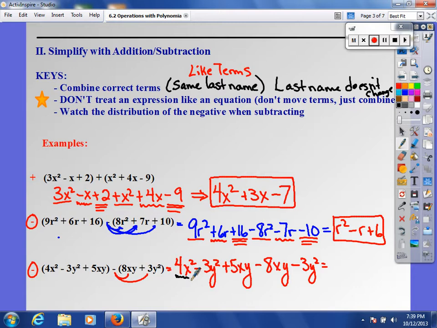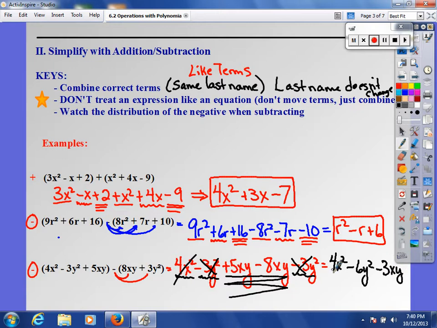Now we look for like terms. So we have 4x squared, and we have no more x squared, so let's put the 4x squared there. That's done. Then I notice I have minus 3y squared and another minus 3y squared. That doesn't go to 0. Negative 3 plus 3 would go to 0. This is negative 3 minus 3, so negative 6y squared is what we have. Now we're done with the y squareds. And the last two that we have are right here in the middle. If you have 5xy's and you take away 8xy's, you should have negative 3xy's.